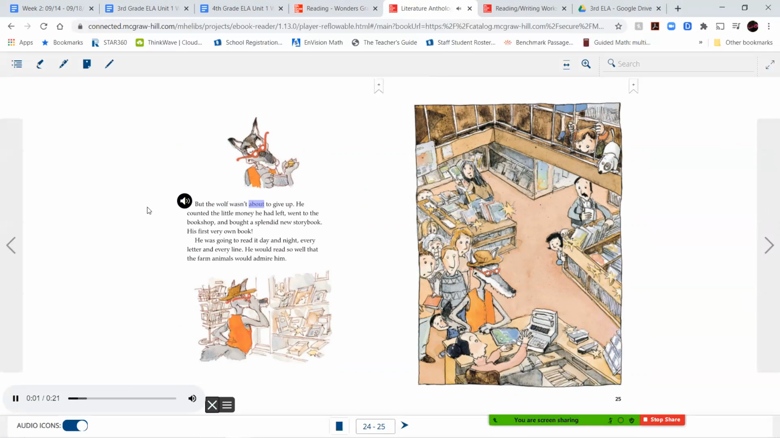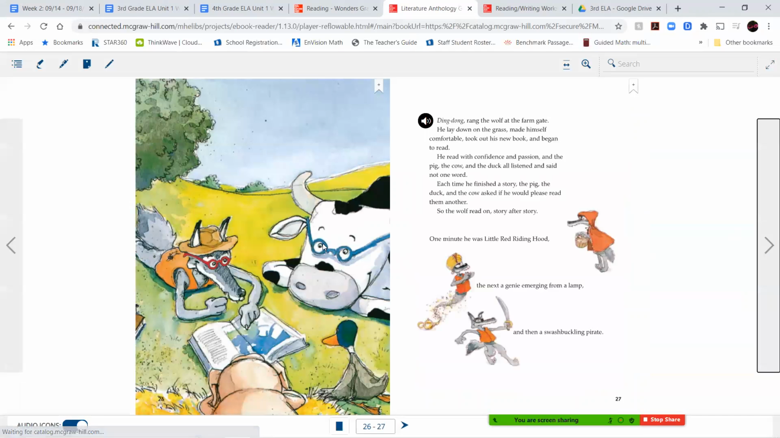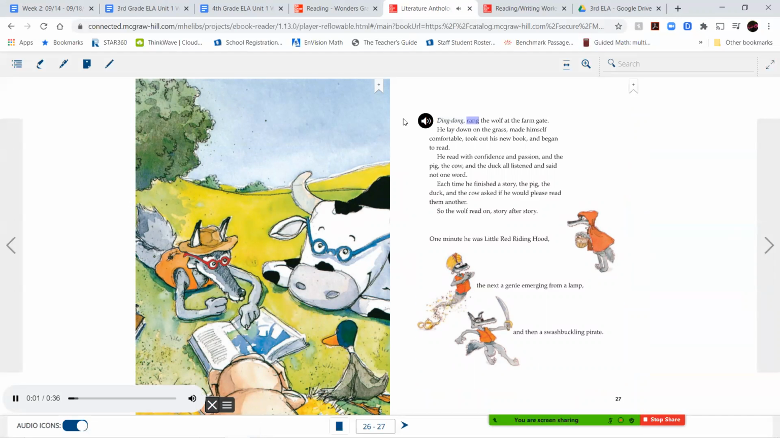But the wolf wasn't about to give up. He counted the little money he had left, went to the bookshop, and bought a splendid new storybook, his very own first book. He was going to read it day and night, every letter and every line. He would read so well that the farm animals would admire him. "Ding dong," rang the wolf at the farm gate. He lay down on the grass, made himself comfortable, took out his new book, and began to read.